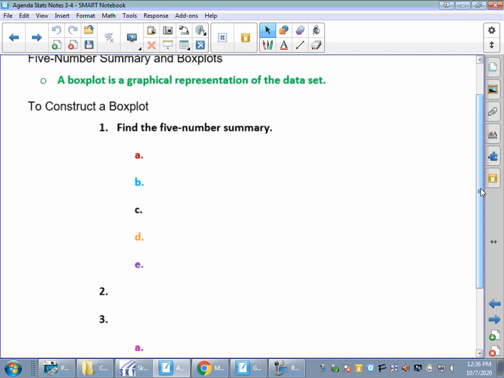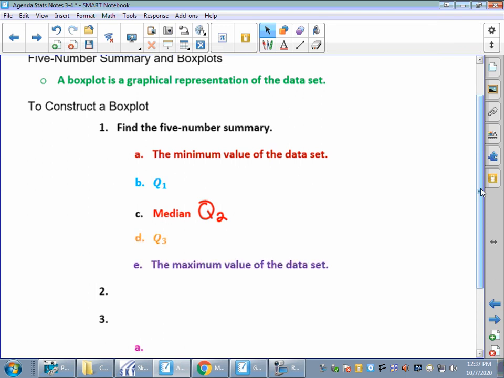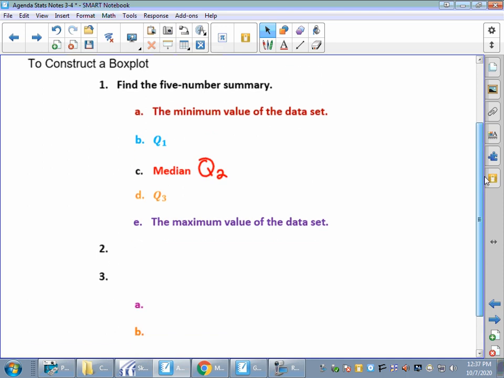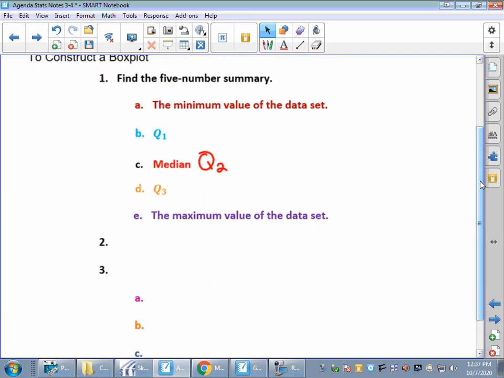So in order to make a box plot, you have to have your 5-number summary. We've already done this. Find our min, find Q1, Q2, right? Q2 is our median, don't forget. Find Q3 and our max value. Those are all going to be things that we use as we construct our box plots. By the way, in an assignment, if I ever say, find the 5-number summary for this data, those are the 5 things I'm looking for.